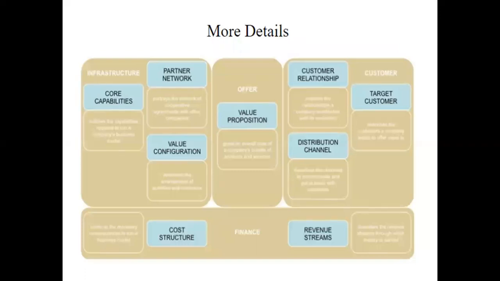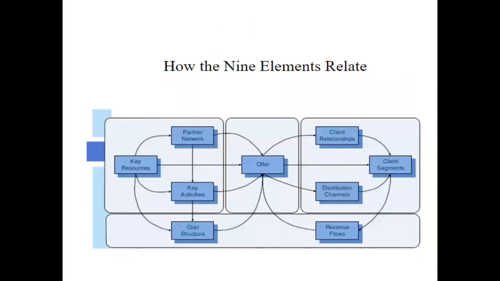More details here: infrastructure required, a partner network, value configurations, customer relationships, distribution channels, and target customers. Then what is the cost, how to reduce this cost, and then generate the revenue streams. So how are the 9 elements related? First, the offers. These offers need the partner network and go to key resources, key activities, and depend upon the cost. And for clients, there are client relationships, client segments, distribution channels, and revenue flows.